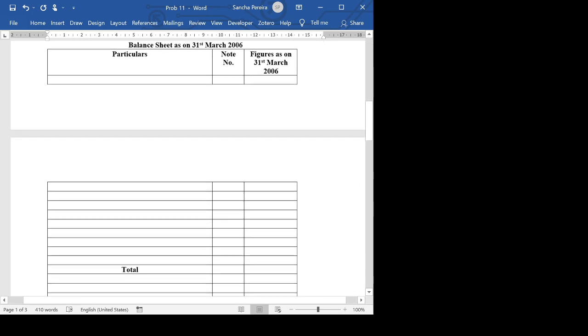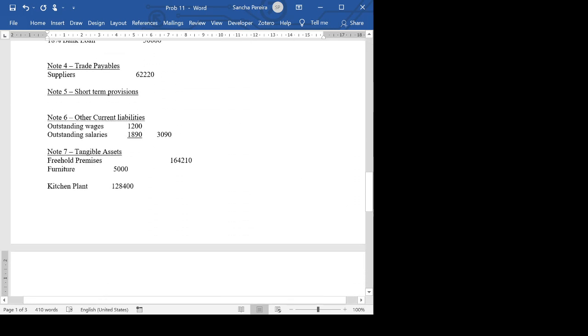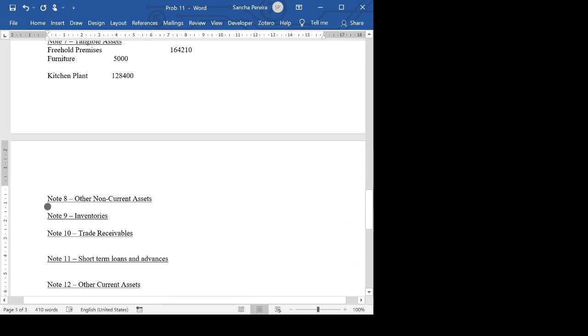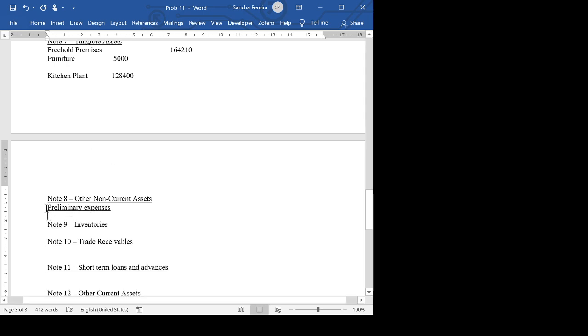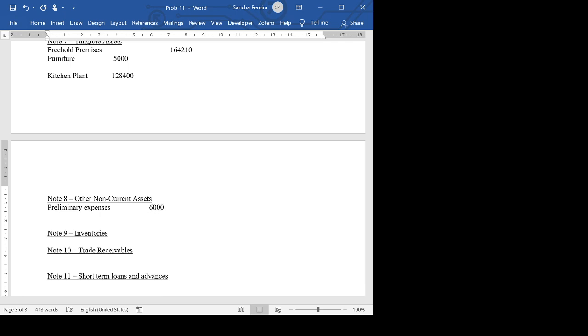Now, under other non-current assets, we will have a note. We have preliminary expenses here. And in this problem, we have something that remains. The preliminary expenses are, if you check, 6,000. There will be an adjustment to this, the part that is written off.